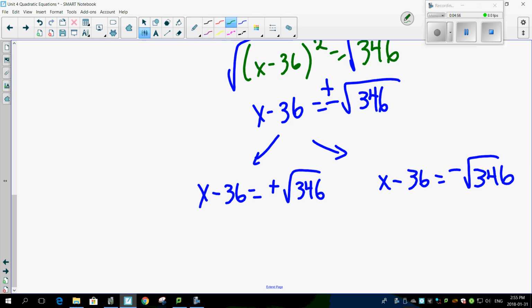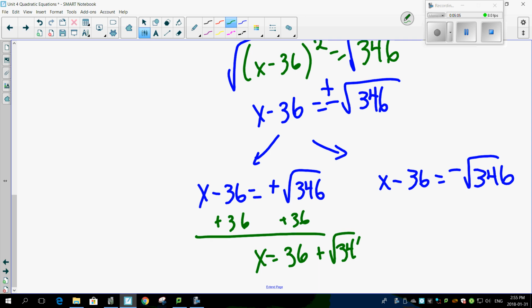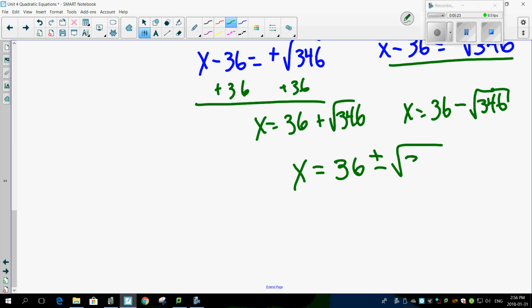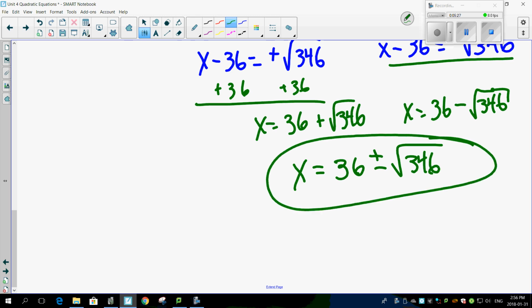Add the 36, add the 36, and look what you got. x equals 36 plus the square root of 346. And the same thing goes here, and you're going to get x equals 36 minus the square root of 346. But is there a nicer way to write this? Yeah, there is. It's actually quite an easy way to write this. You can write it as x equals 36 plus or minus the square root of 346. That's totally allowed.